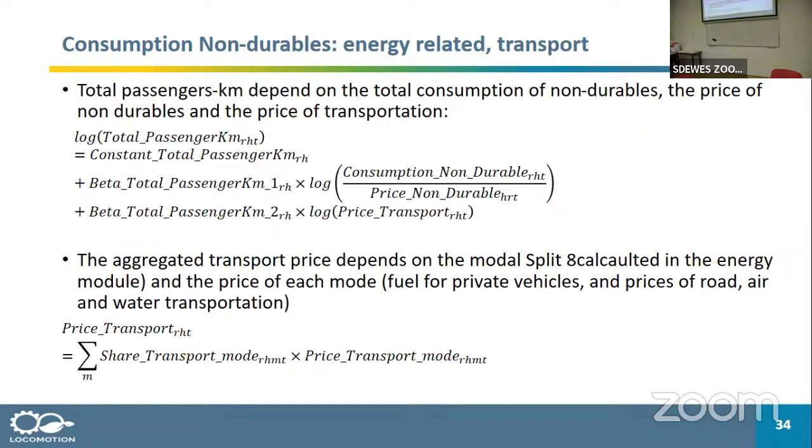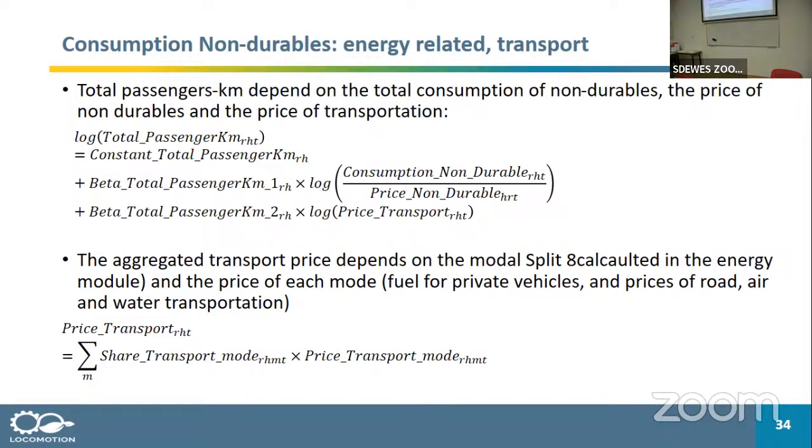We have this total passenger kilometers, and the price of transportation, which is a price index, depends on the transportation modes that you are using. If you are using more fuels and you are not using public transportation, and you have an increase in the price of fuels, you are going to be affected. But if you have an increase in the price of public transportation and you only use your car, you are not going to be affected. So depending on your transportation mix, for each household type you have a different price. And this price depends on the transport share of this transportation mix that comes from the bottom-up model that I will explain later.